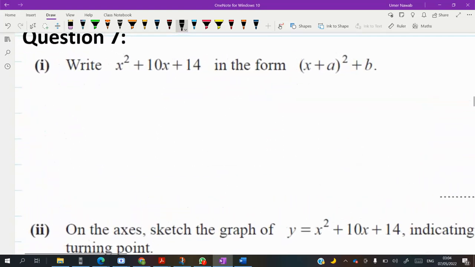This is the completing the square form. I have taught you three methods in one of the videos.